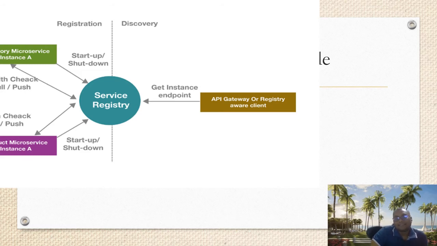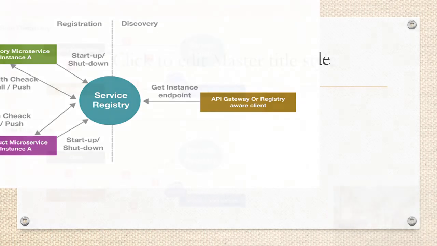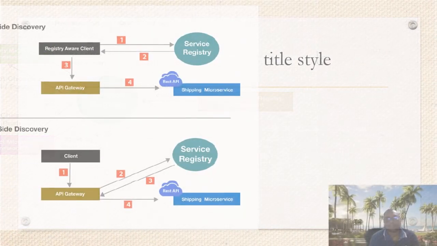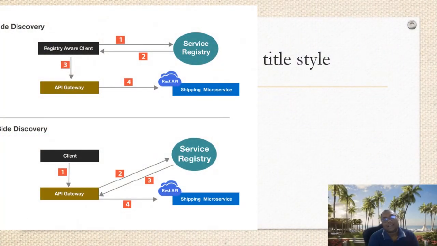In the client side discovery, a registry-aware client talks to the service registry, getting the real endpoints, then talks to the API gateway. In turn, the API gateway forwards the request to the microservice resource servers. The other picture shows below the server side discovery.